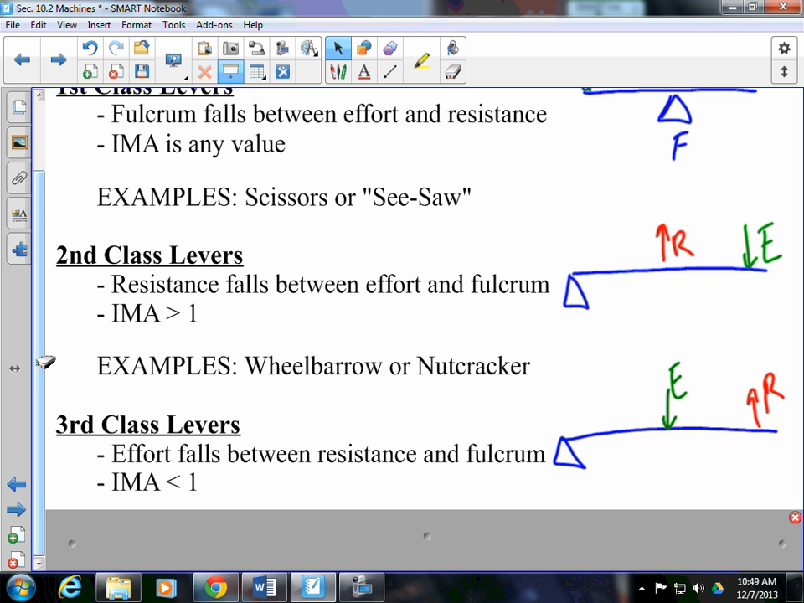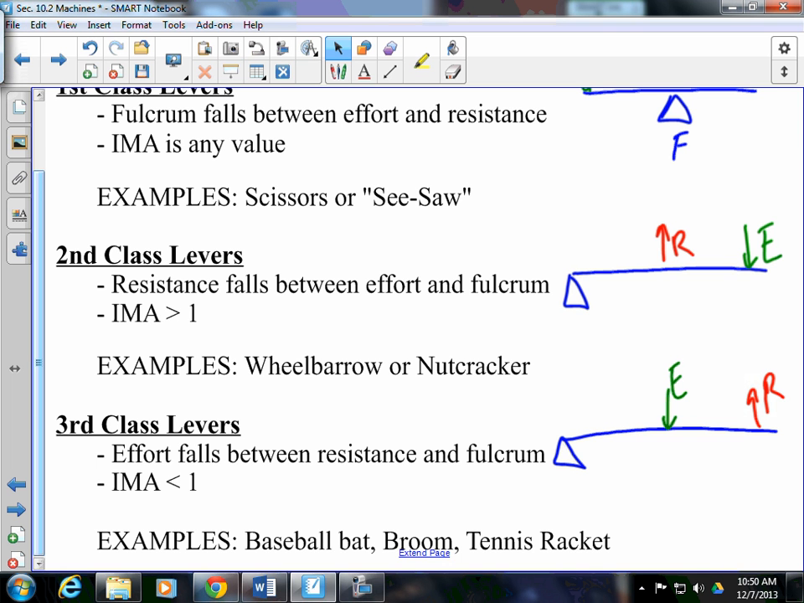So that is the resistance. Also think of a broom. Where's your pivot point on a broom? Right at the top. Where's your effort? In the middle where your hand is sweeping. Where's the resistance? The resistance is the floor. So examples of third class levers would be a baseball bat, a broom, a tennis racket, anything you swing.